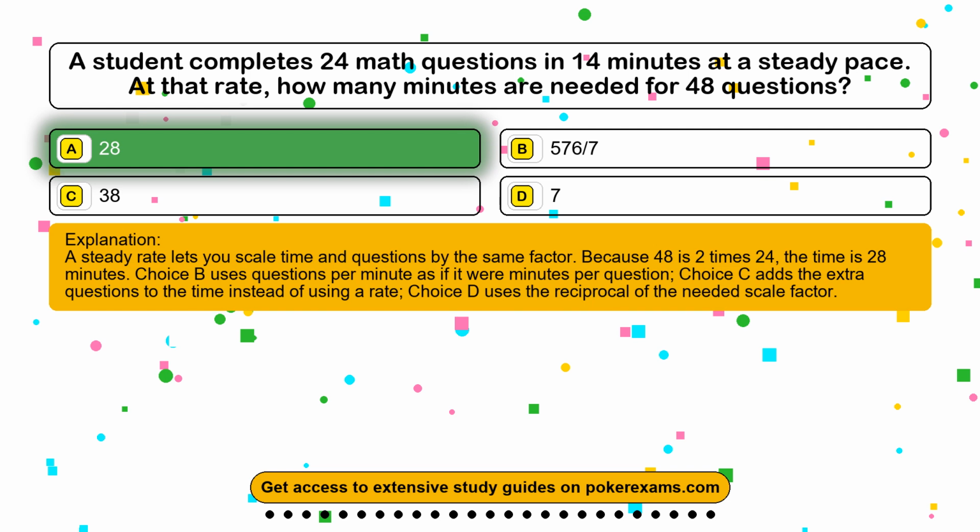A steady rate lets you scale time and questions by the same factor. Because 48 is 2 times 24, the time is 28 minutes. Choice B uses questions per minute as if it were minutes per question. Choice C adds the extra questions to the time instead of using a rate. Choice D uses the reciprocal of the needed scale factor.